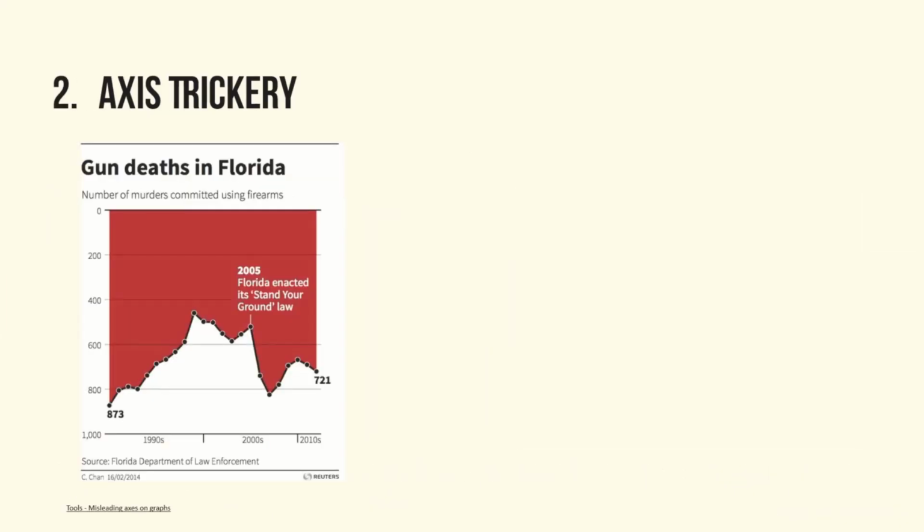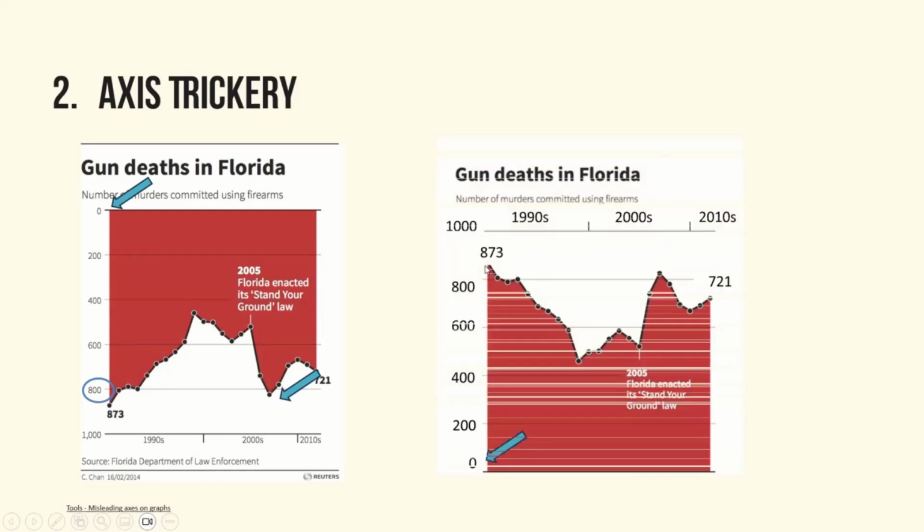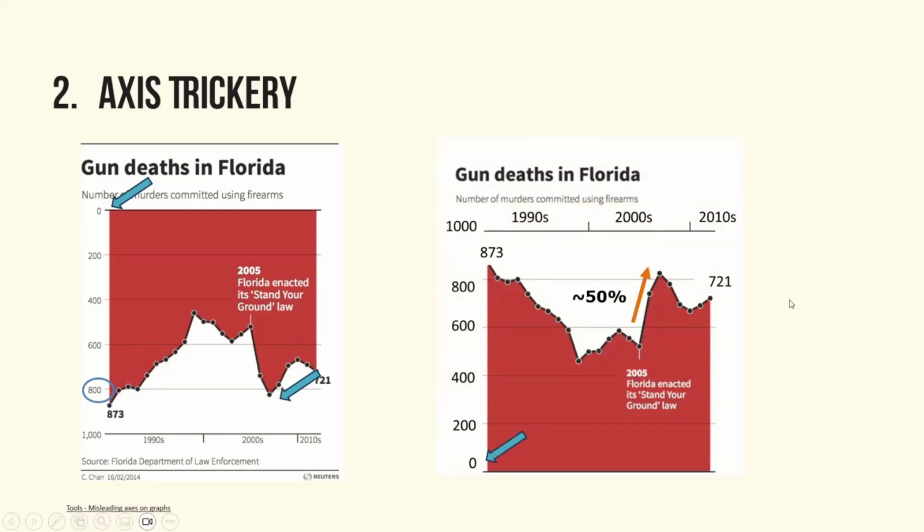Next on axis trickery, here is a very interesting chart, which is gun deaths in Florida. And you can see here, it seems that in 2005, they enacted the Stand Your Ground law. And the first impression is that after that, there was a drop in gun deaths. But really, let's have a look at what they did with the axis. It was inverted. So actually, after the 2005 law, there was an increase in gun deaths. Let's just invert this chart so you can see it better. And now you can clearly see there was nearly a 50% increase in gun deaths.